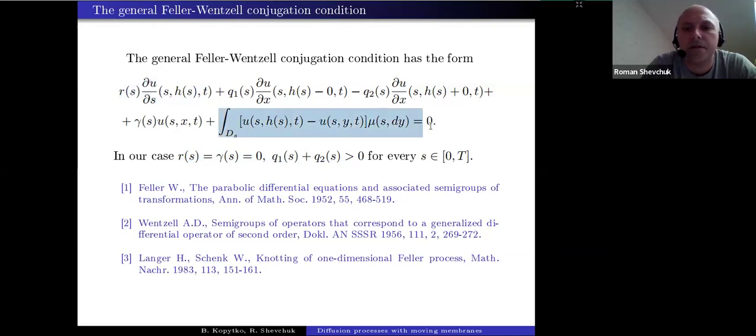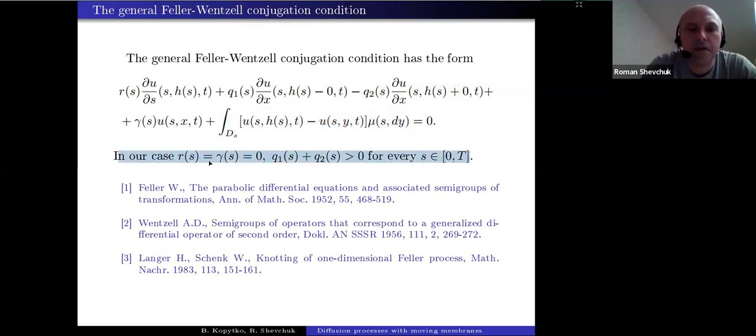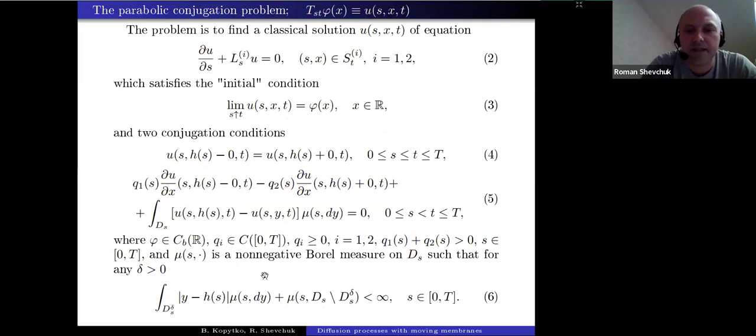Of course, we have results in the case when the Feller-Wentzell conjugation condition contains this term. We also have results when there is only an integral term in the Feller-Wentzell conjugation condition, but it's a pity that we can't solve the problem in this case when the measure mu is infinite. We can only solve the problem when the measure mu is finite. And in this case, we can allow the measure mu to be infinite, but the inequality 6 must be satisfied.